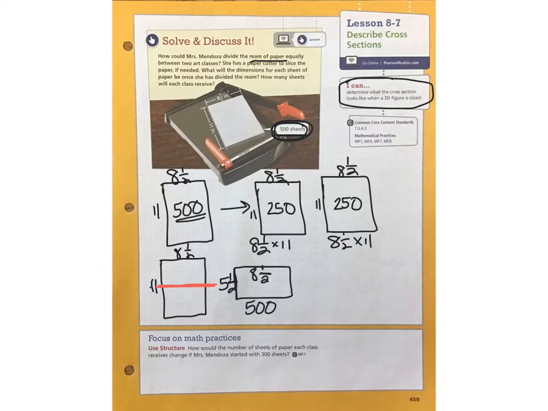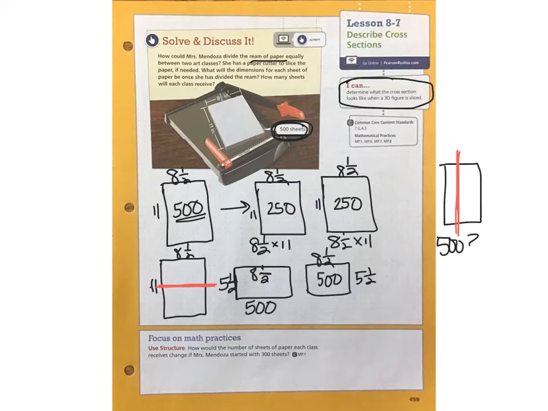Could she cut it any other way? And the answer is yes. What if she cut the paper in half and did so in this direction? Would there still be 500 sheets in each stack? And the answer is yes. But what would the dimensions be of each of those stacks of 500?